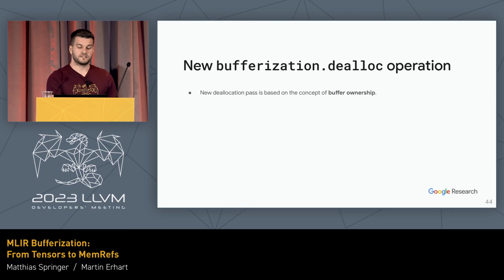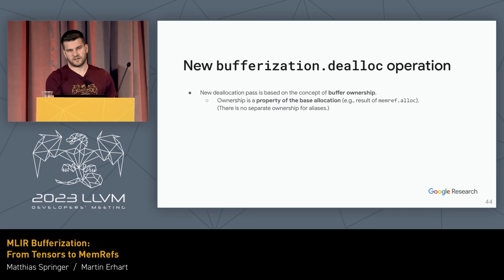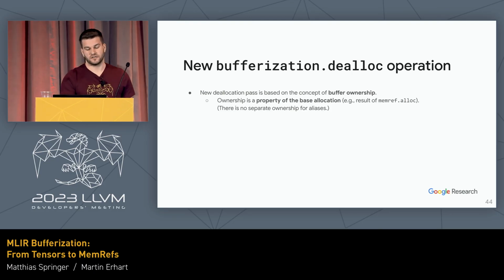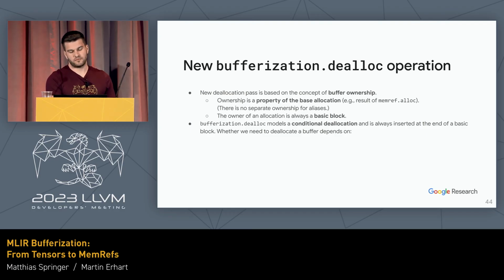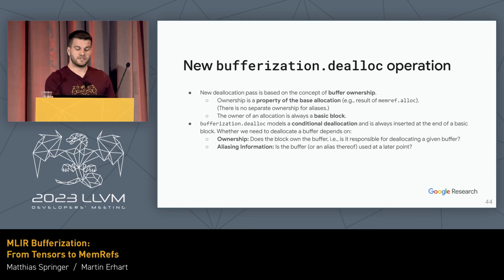So the new deallocation pass is based on the concept of ownership, and ownership is a property of the allocation itself. So aliases of an allocation just have the same ownership and are not considered individually. The owner of an allocation or of a memref is always a basic block, and the bufferization dealloc op models a conditional deallocation. So you give it a list of memrefs that you potentially may want to deallocate, and the op determines whether they should actually be deallocated. The condition under which it is actually deallocated depends on the ownership, so whether the basic block in which the deallocation operation is in actually has ownership, and whether an alias may still be used afterwards, for which liveness analysis is also used.